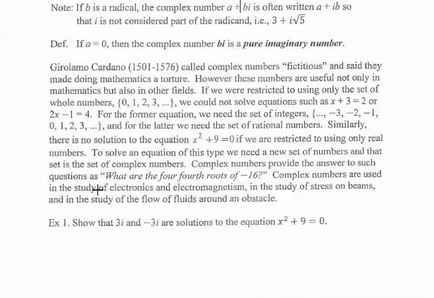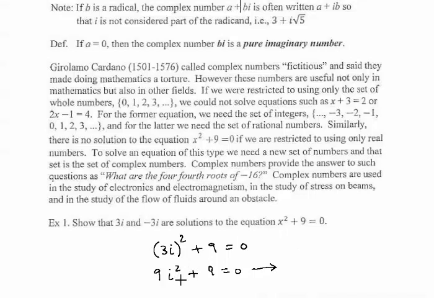And we're going to see that the solution to this equation is not a real number, but these new types of numbers that we're talking about, complex. So to check 3i as a solution, we just replace the x with a 3i and we square it. We'll get a 9i squared plus a 9 equals 0.